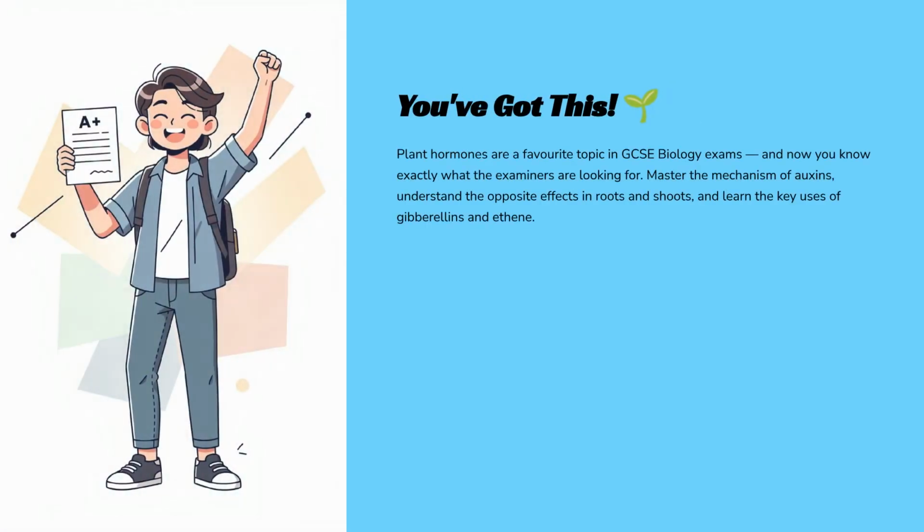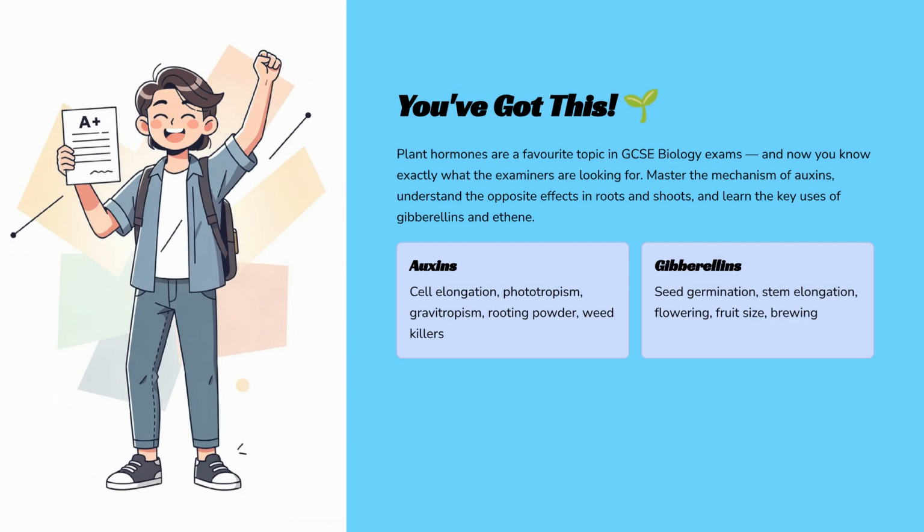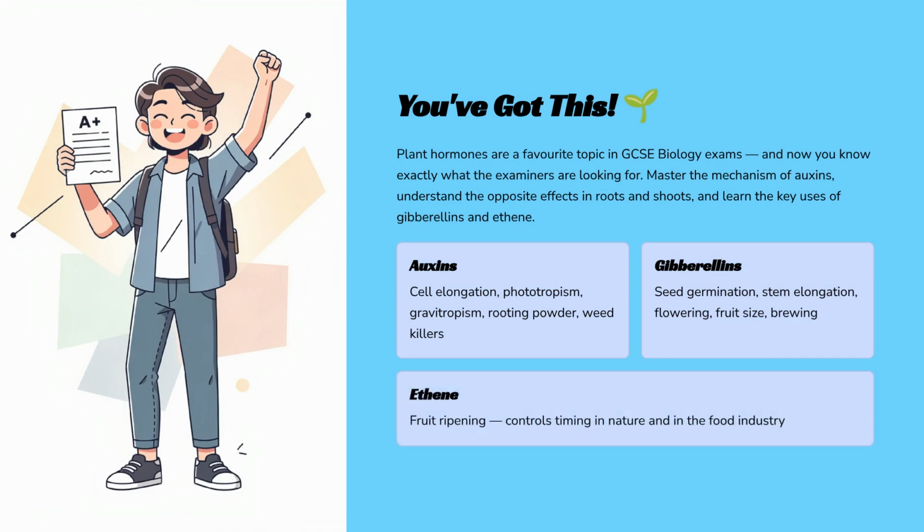We've covered the key mechanisms of auxins, the effects of gibberellins in germination and growth, and ethene's role in ripening. Keep these concepts and applications clear for success in your exam. Good luck!